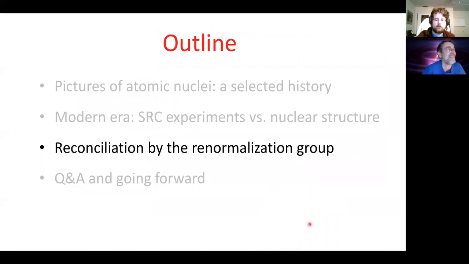So that takes us to the key thing here, the renormalization group, which, just to give the punchline away, is going to tell us that both of them, or an infinity, a continuum of descriptions in between, are all good.